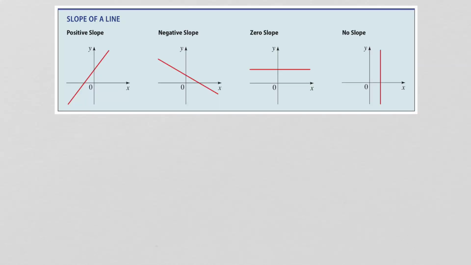Next, we can talk about classifications of slope. Any line, as you look at it from left to right, that is rising will have a positive slope. Any line that is falling will have a negative slope. If the line is flat, we say the slope is 0. And once again, if you have a vertical line, it has no slope, or you can also say the slope is undefined.